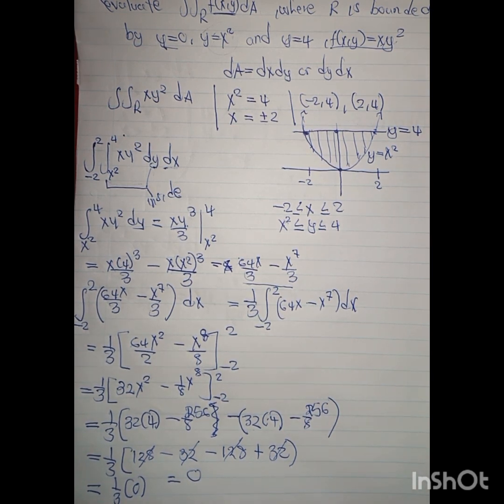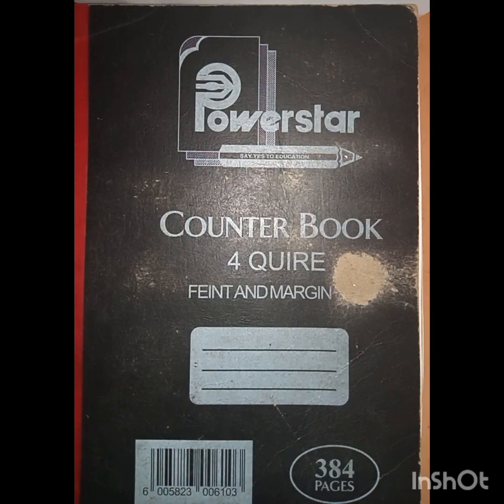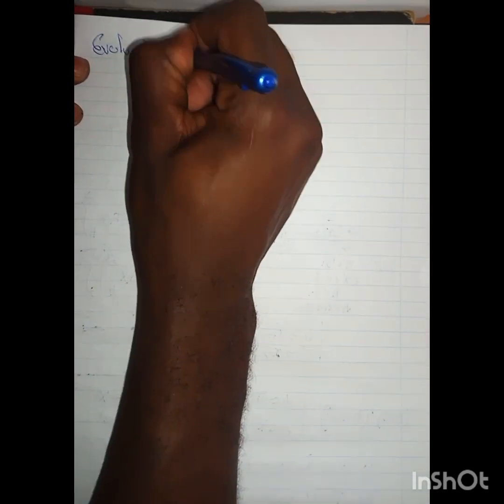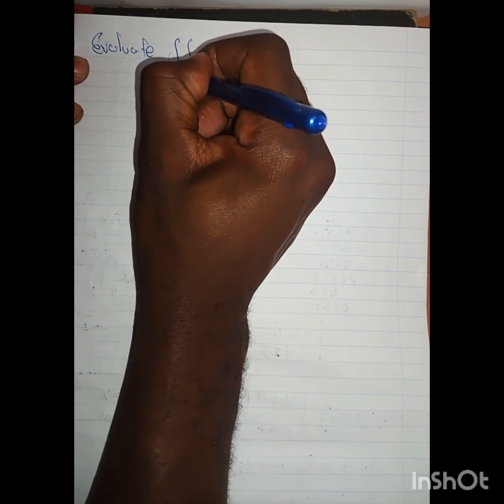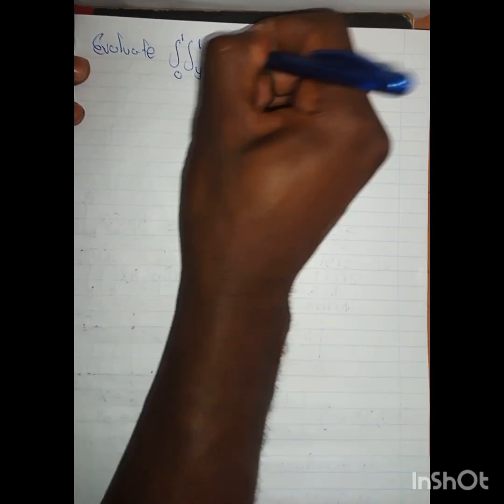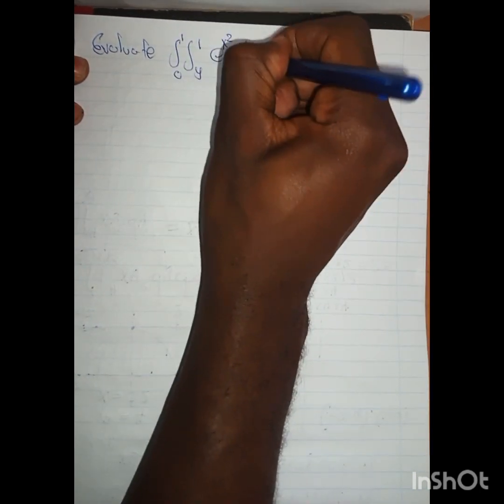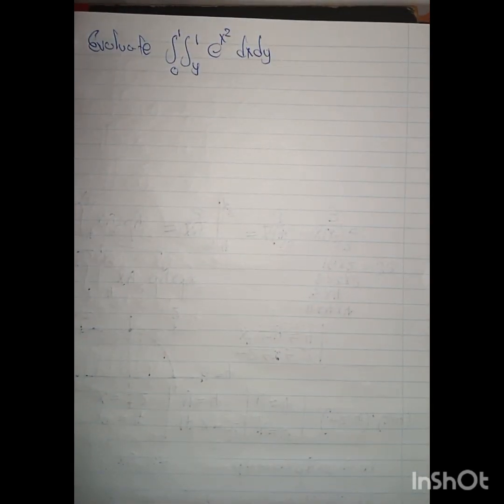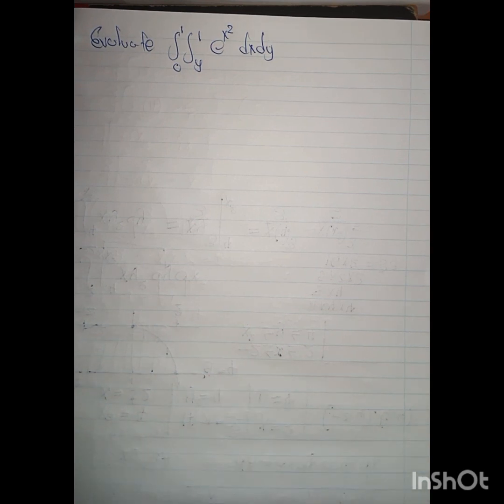So we can also look at another problem for the sake of practice. So let me try to look for another problem. Alright, evaluate the following. We have the double integral. This time around we are given the limits starting from 0 to 1, from y to 1, e to the x squared, dx, dy. We want to evaluate the following double integral.